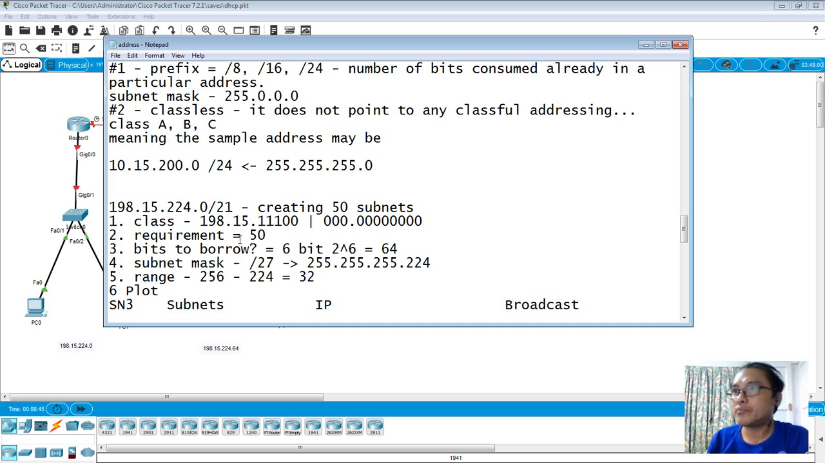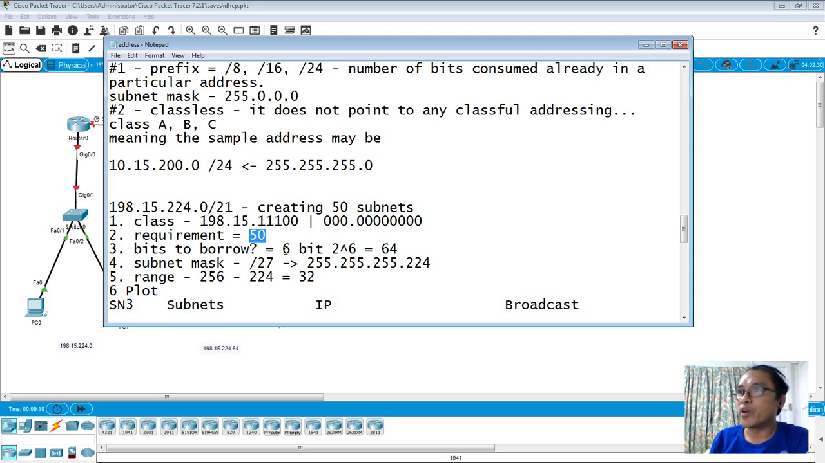So in order for us to create 50 subnets as our requirement here, we have to borrow bits. Okay, you have to borrow the bits. So take note, this portion here can never be used. This portion is still 3 bits. So how many bits are we going to borrow if we are going to create 50 subnets? So the formula is 2 raised to the power of n minus 2. Okay, it should be equal to or greater than our requirement, right?